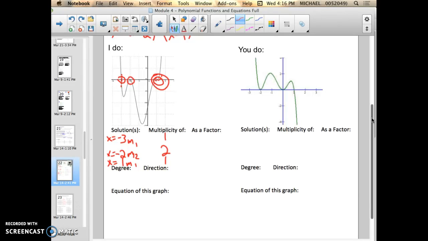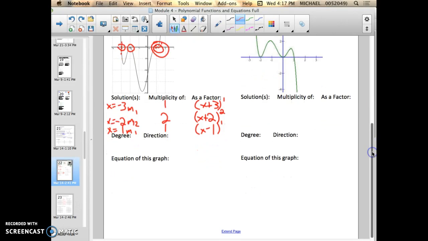As a factor then, it's going to be x plus 3, because it's a negative 3 as a root, or a solution. And it has a power of 1. I don't have to put it if I don't want. Down here it's x plus 2, with a power of 2 because it was a multiplicity of 2. And then finally, x minus 1, power of 1. So then for the degree, I add up all the powers.